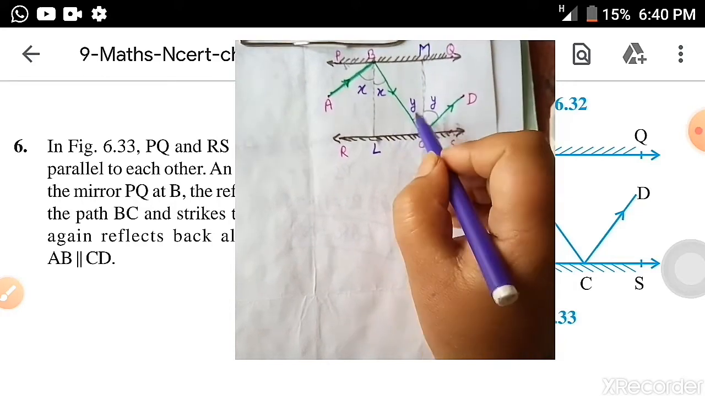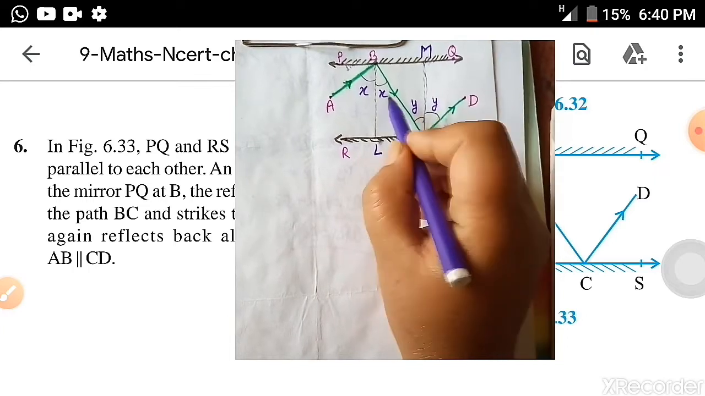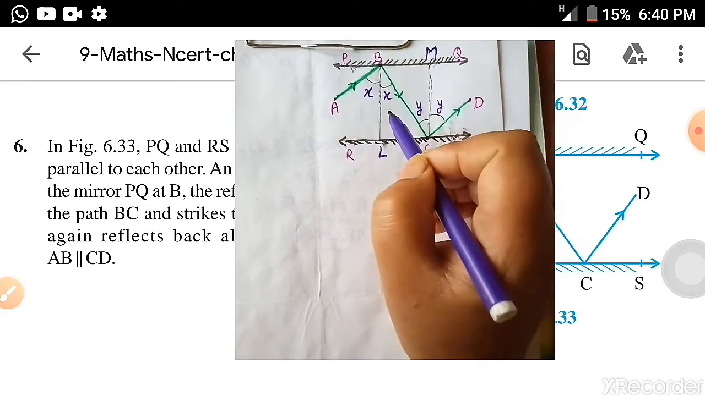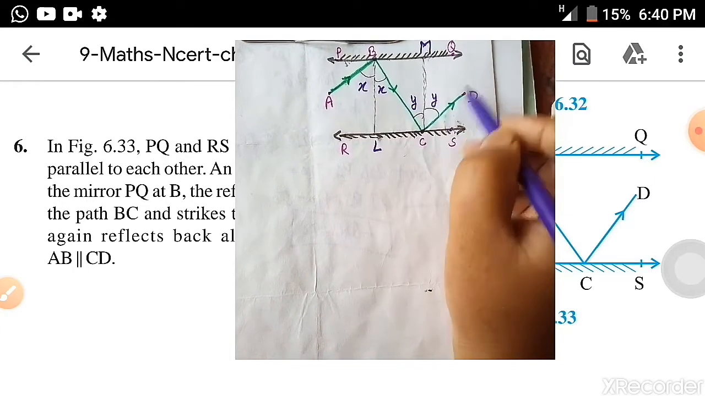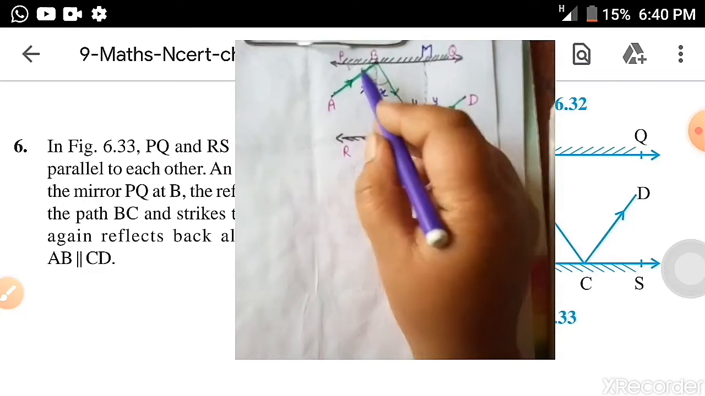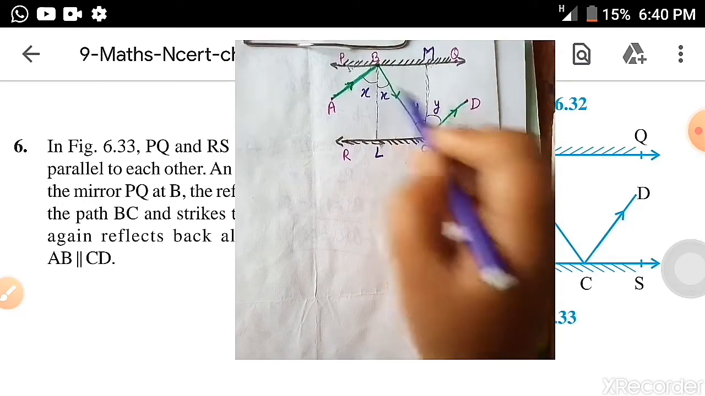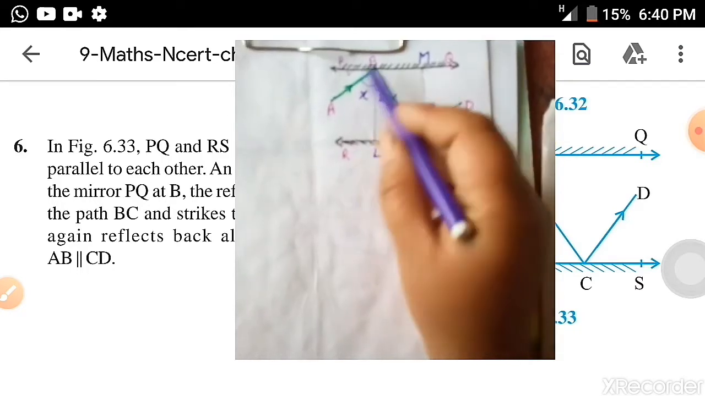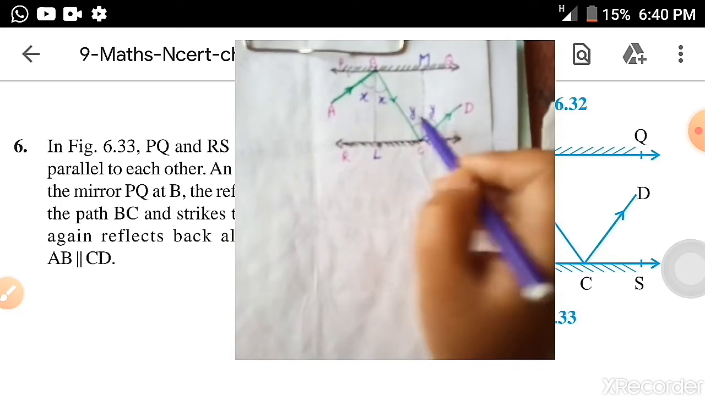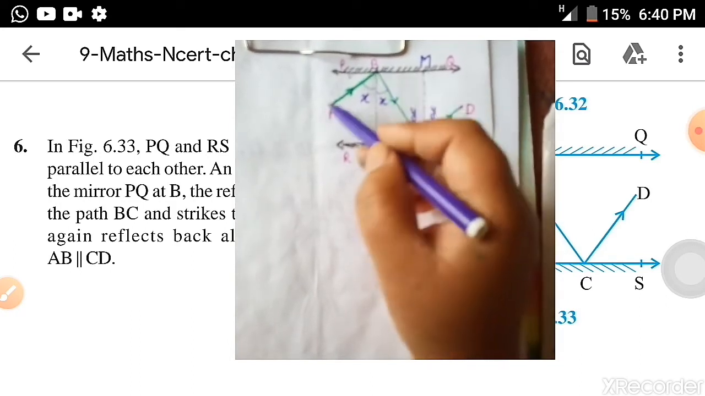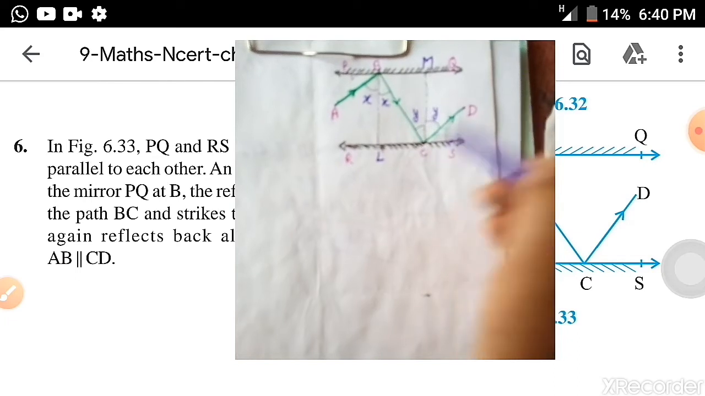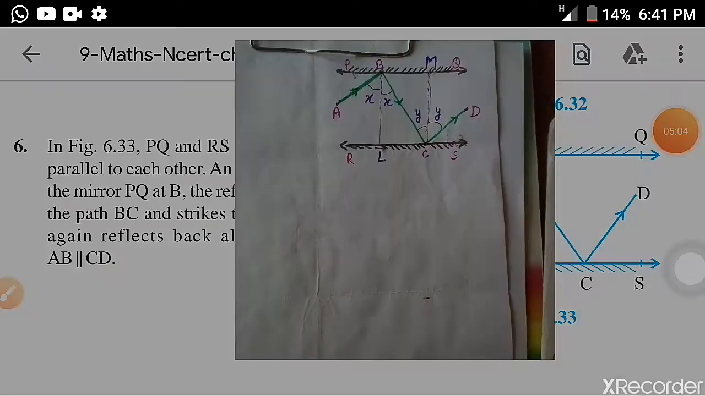So we have written these two angles are equal and these two angles are equal. Now we have to prove that this line is equal to this. For that we have to prove this whole angle, that means 2x angle is equal to 2y angle. If these alternate interior angles are equal to each other, then we can say easily that this is parallel to this. So what we will do in this question, just see.